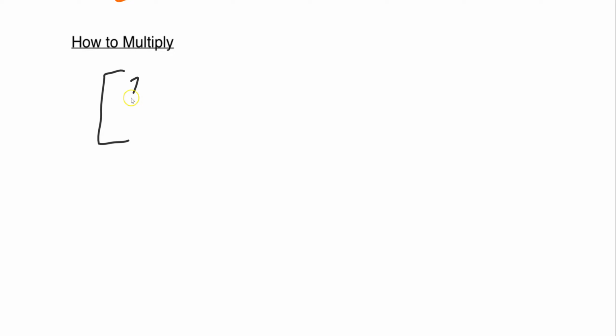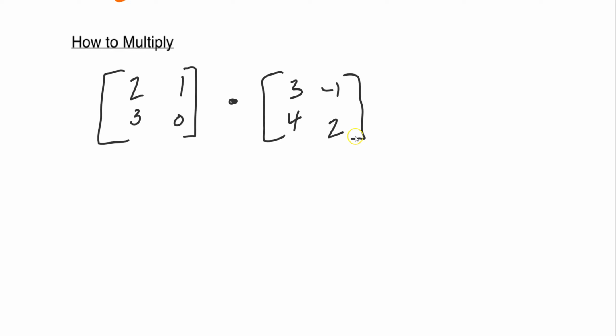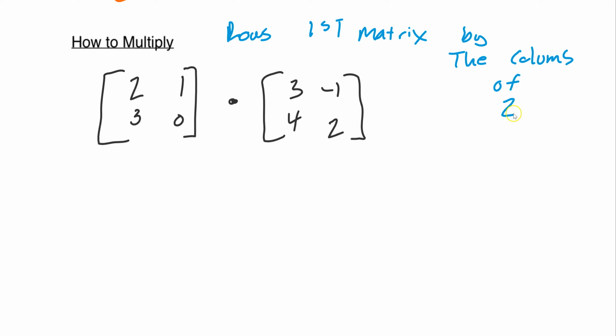It's best to do by example. So we'll do 3, 1, 0. Okay, whatever. And then we're going to multiply by this other matrix: 3, 4, negative 1, 2. Now the way we multiply is this. We multiply the rows of the first matrix by the columns of the second matrix.